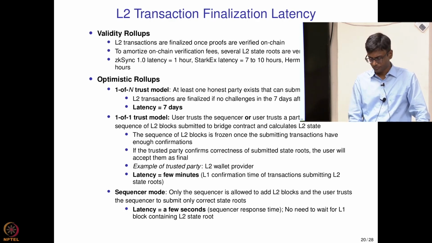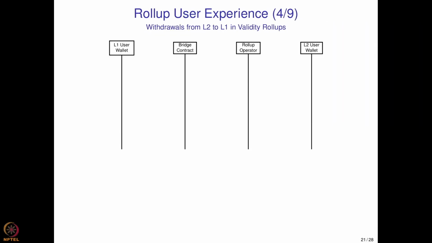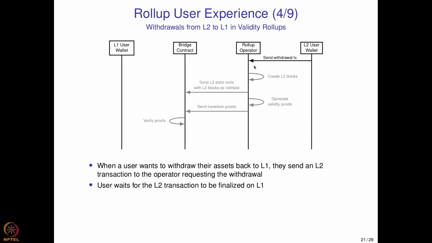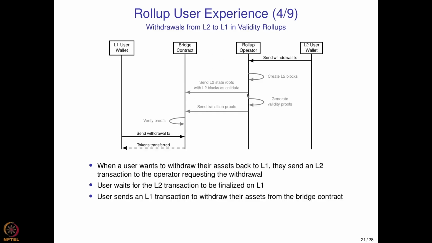my goods or services. So then what is the rollup experience for withdrawal? Deposits, I said, go from layer 1 to layer 2, but withdrawal is from layer 2 to layer 1. So in validity rollups, again the layer 2 wallet will send a withdrawal transaction that will be included in a block. I put this in grey because this process is the same as before. As soon as the proof is verified on chain, the latency can sometimes be 7 hours, 10 hours, 6 hours, or it can be 1 hour. Then once the state root is verified on chain, you send a withdrawal transaction and the tokens are transferred to you.